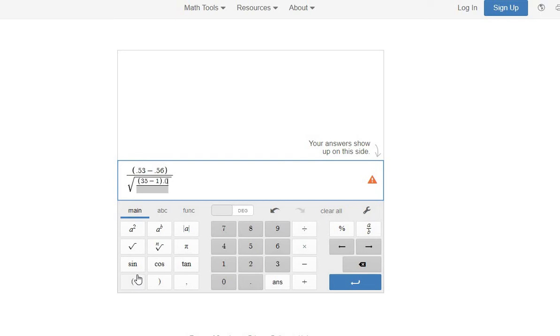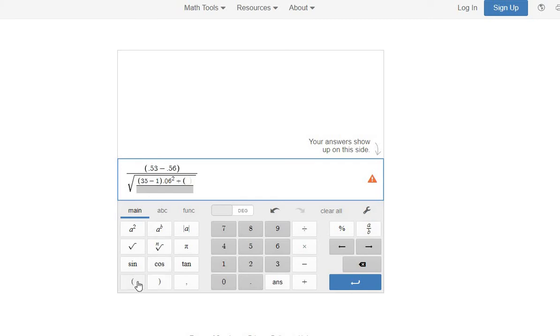Okay, then I would have 0.06 squared plus, and another parenthesis, 33 minus 1 times 0.07 squared. And again, if you put this into your calculator wrong, the whole thing is going to be wrong, so you have to be very, very careful about putting this in correctly, because otherwise you will have the wrong output.